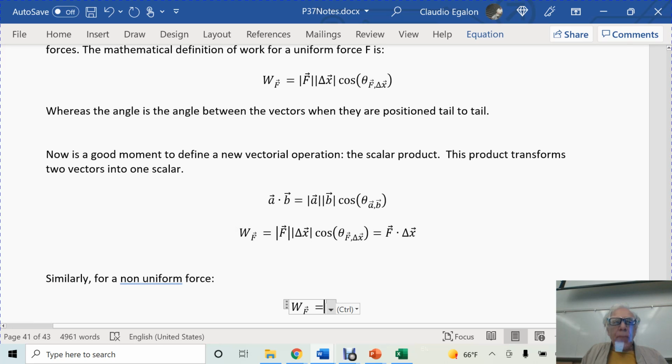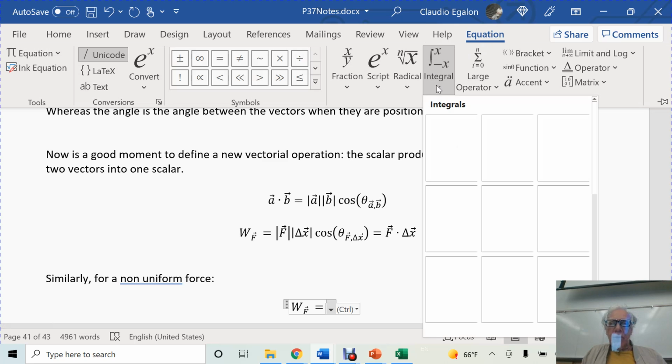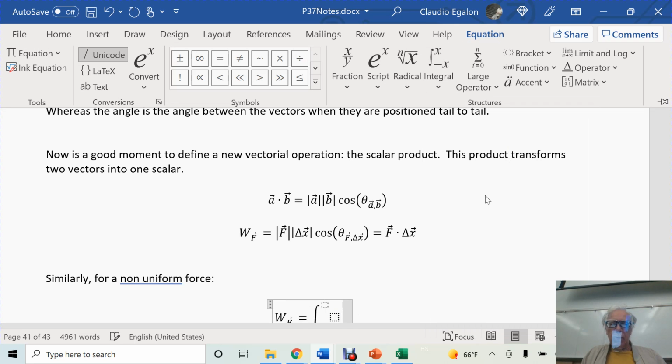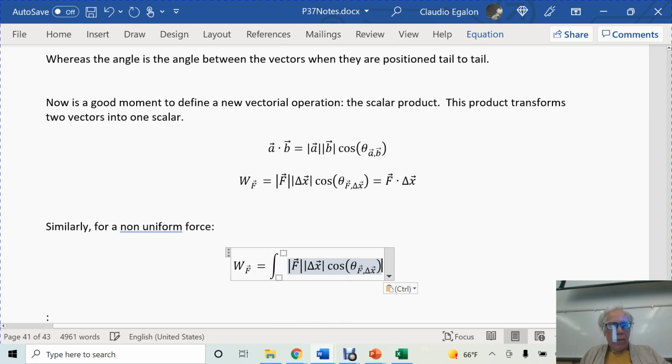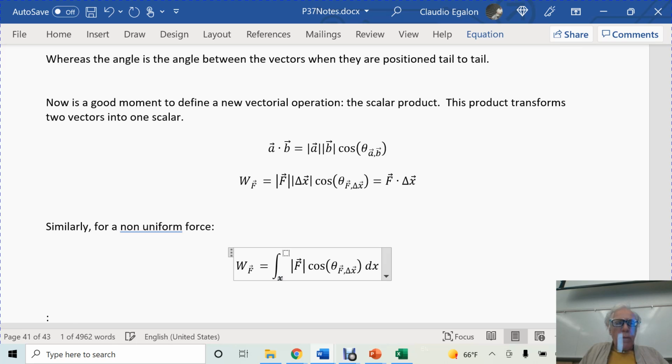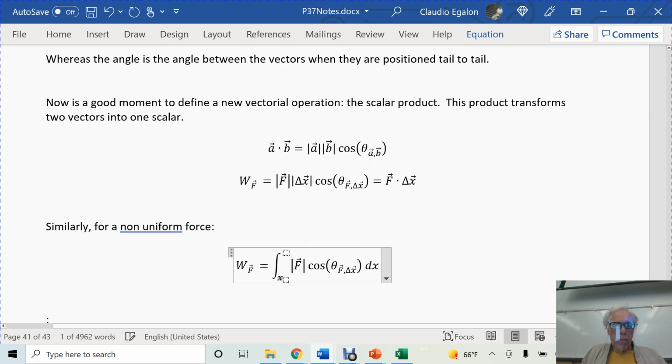The work done by that force is going to be the integral of the force dx when you displace from the initial position to the final position.